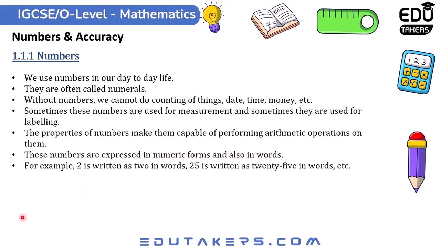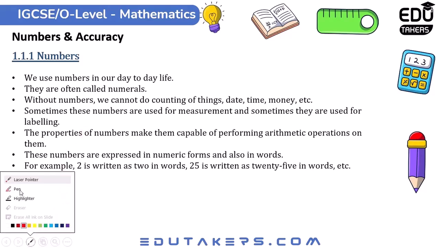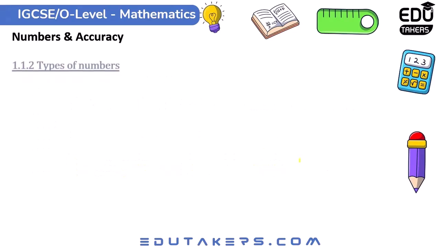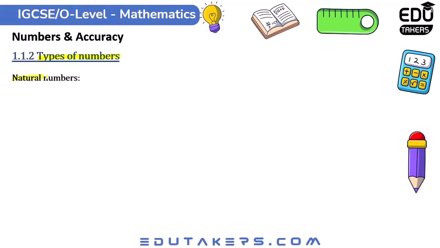For example, 2 is written as 2 in words, 25 is written as 25 in words. There are different types of numbers in math which we learn here. So our next topic is types of numbers. Let's start from natural numbers.